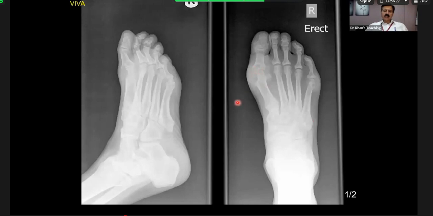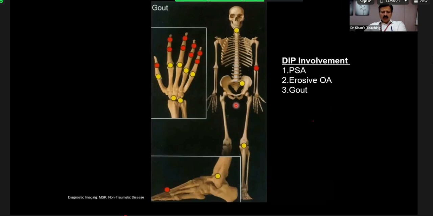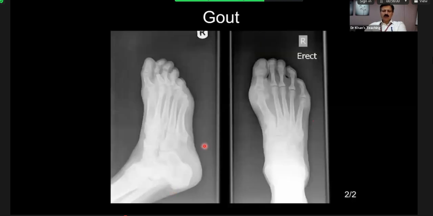So this is gout and other gout. Please remember distal interphalangeal joint involvement. And this is why, for DIP involvement, if you can make a note for the exam: PSA, erosive OA, gout. We know that gout classically involves the first metatarsophalangeal joint, but nobody in the exam is going to show you this type of gout.